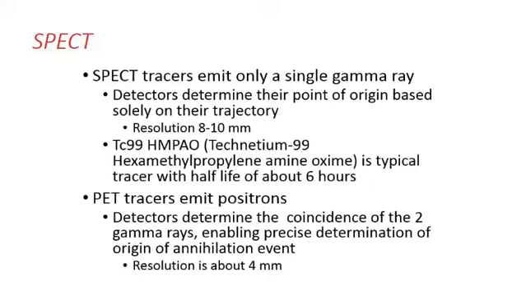And the PET tracers emit positrons, and as I mentioned, when a positron collides with an electron, it produces an annihilation event, which is the production of these two gamma rays. And the resolution is pretty good. It's about 4 millimeters.